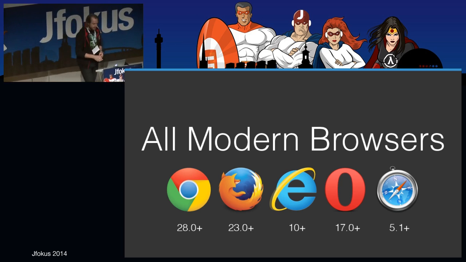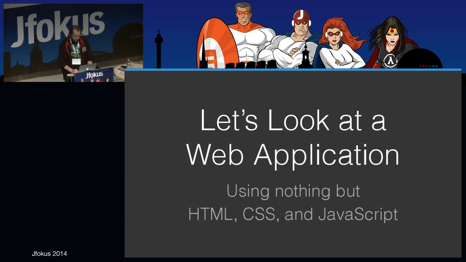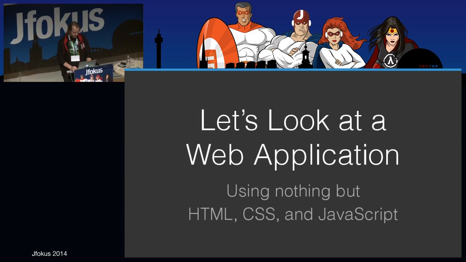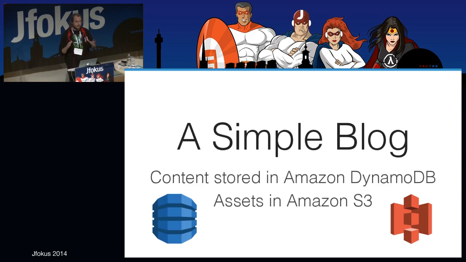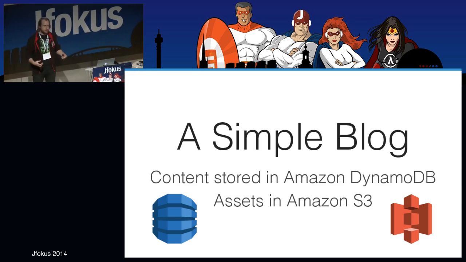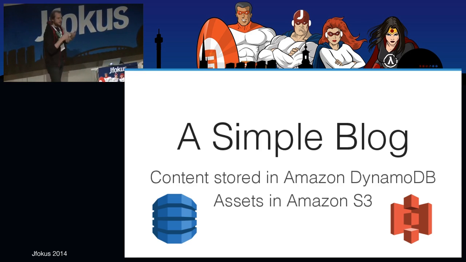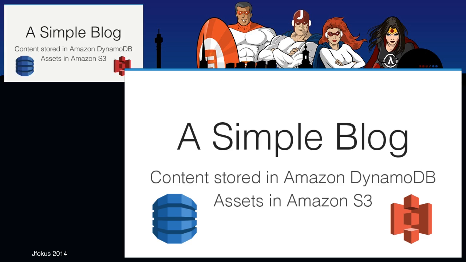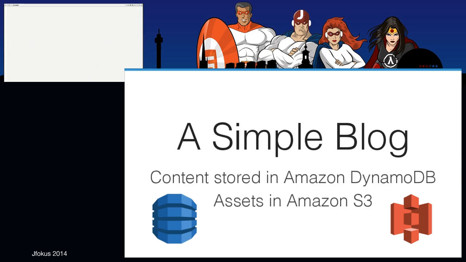So let's look at a web application. We've developed a small example just to show what kind of application could be done using this pattern. And it's a simple blog application. So it supports public users that just read the information, and you can log in as an administrator to post new blog posts. It uses DynamoDB to store all the text and data for the blog posts, and it uses S3 to store the pictures that you might want to upload as part of the blog post.